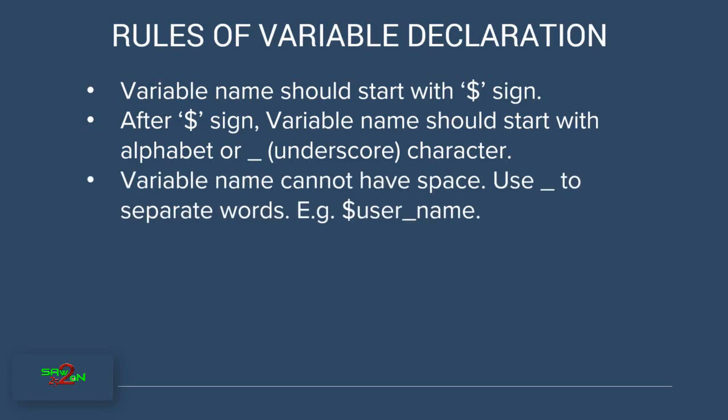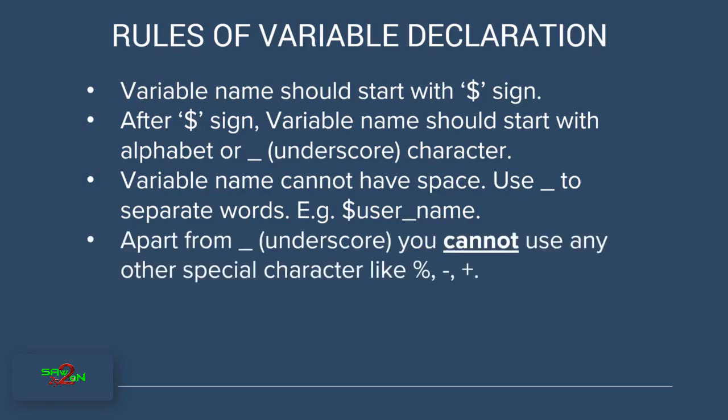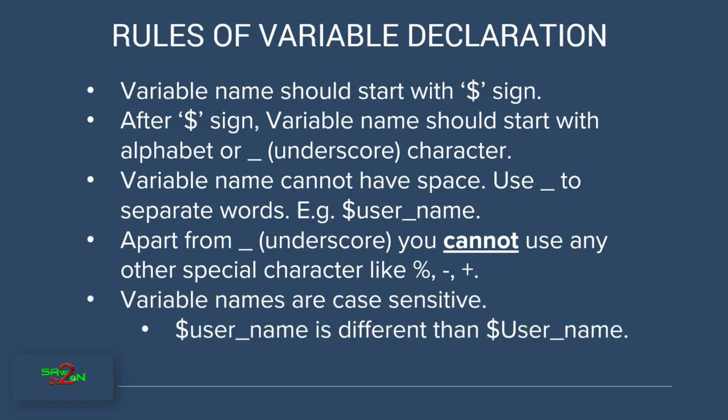The next rule says the variable name cannot have space. The example is $user_name. That's basically two words, user and name, and you have to differentiate with an underscore. You cannot say $user and some space and some name. You cannot define variable name like that. And apart from underscore, you actually cannot use any other special characters like percentage, hyphen, plus. You cannot use that because it has separate meaning in PHP. So don't use those characters in your variable names.